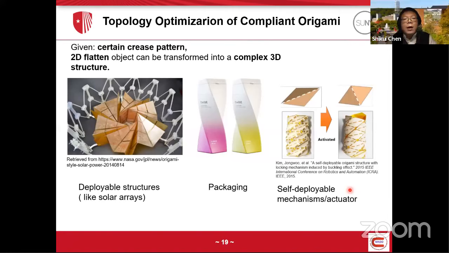And one of the other recent applications we try to extend the conformal topology optimization to is origami design. To be specific, it's compliant origami design. Conventional origami initially referred to paper folding, so you can fold a flat paper and make it into complex 3D structures.